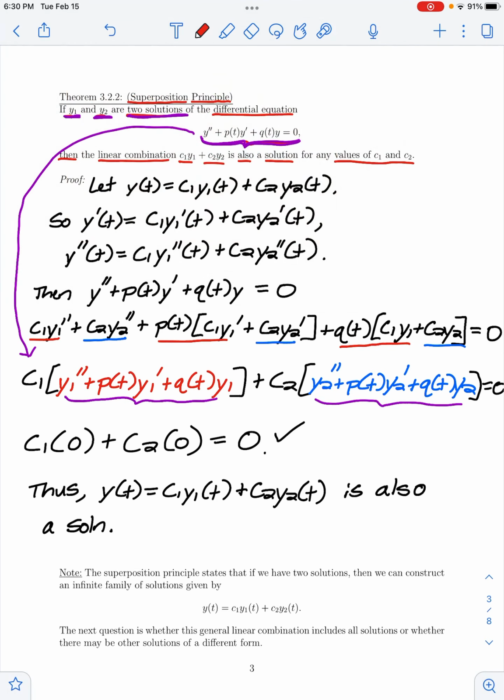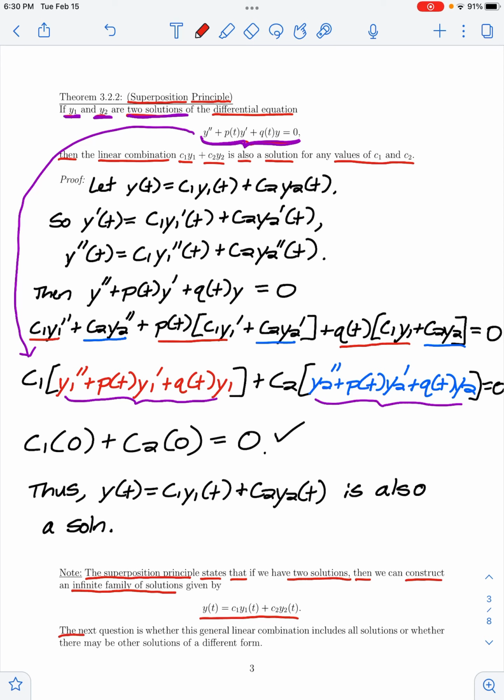So what this superposition principle tells us is that if we have two solutions, y1 and y2, of a second-order homogeneous linear equation, then we can find infinitely many solutions by taking a general linear combination of the two solutions that we found, y1 and y2. Or in other words, any linear combination of these two solutions, y1 and y2, is also a solution. So if we can find two solutions, we can find infinitely many.